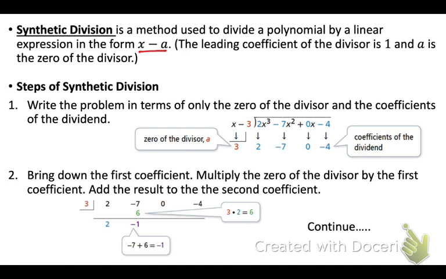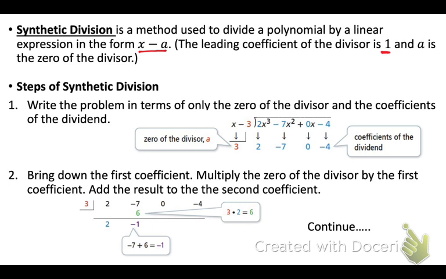The leading coefficient of the divisor is 1, and a is a 0 of the divisor. Now, this statement right here does not always apply. Your book says it has to be 1, and it doesn't. You just have to deal with fractions if it's not. I don't think you want to write down the steps because I want you to watch the steps so you can look at them, but do not write them all down. Does that make sense?